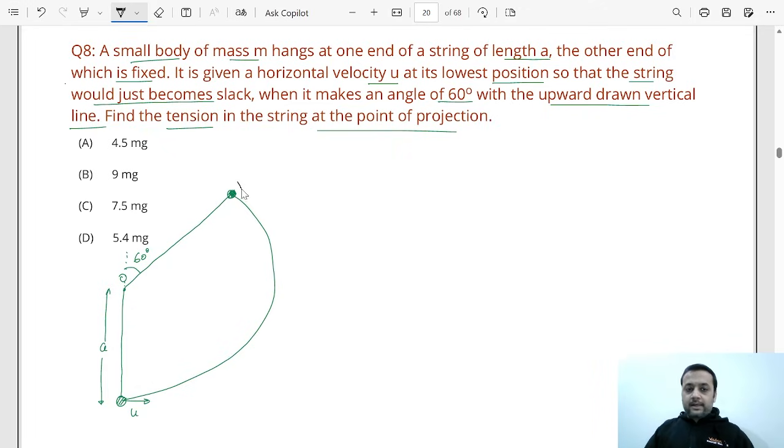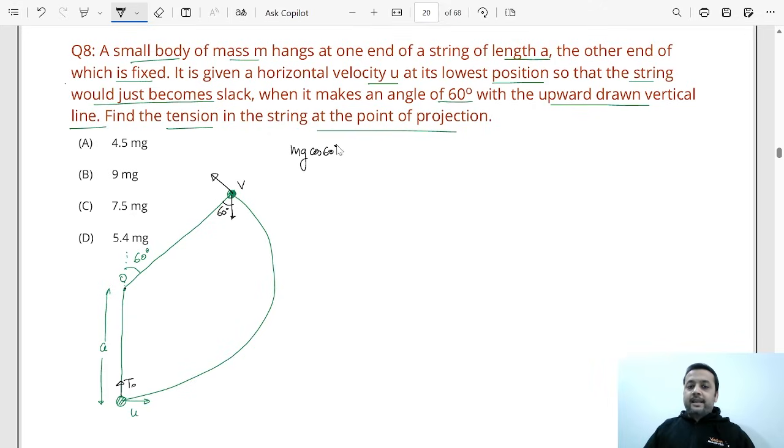Now look, let us imagine the speed v at this location. So clearly the velocity v is in this direction, and tension will be zero because the string has become slack. So we have to find the tension at the lowest point. Let's say this tension is T naught. Now here mg is going to act in the downward direction, and this angle will also be 60 degrees. So we can say that the component of mg towards the center of circular motion, which is O, will be mg cos 60.